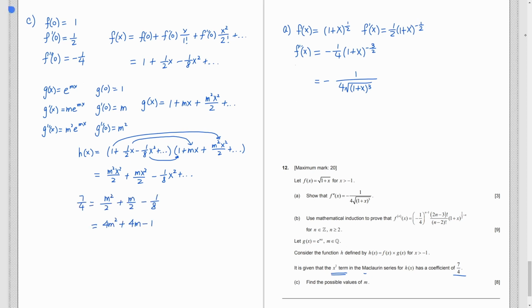After simplification, we get a quadratic equation. By factorization, we get m equals 3 over 2 or negative 5 over 2. Done.